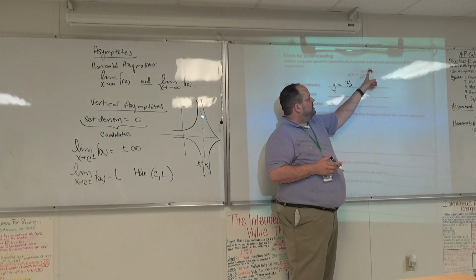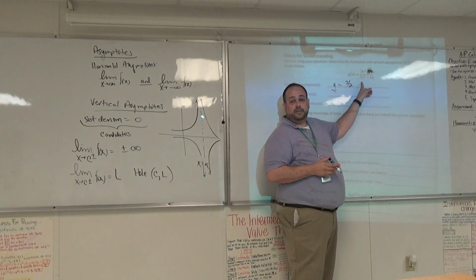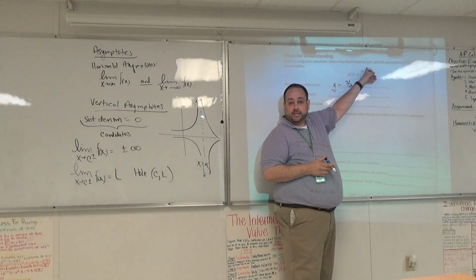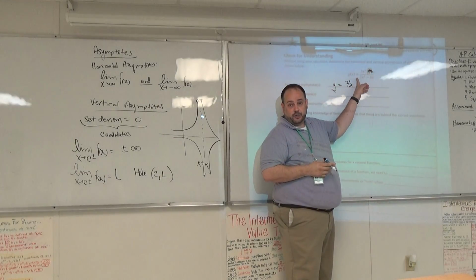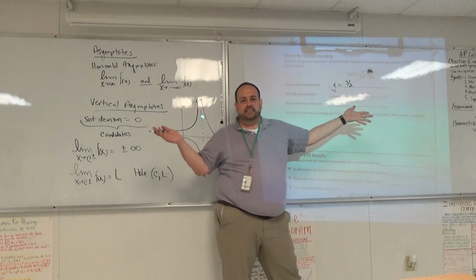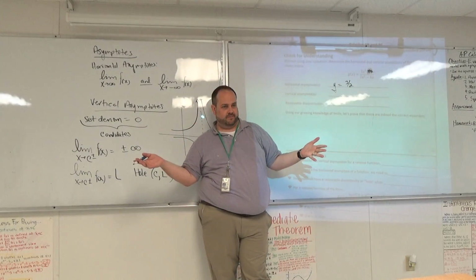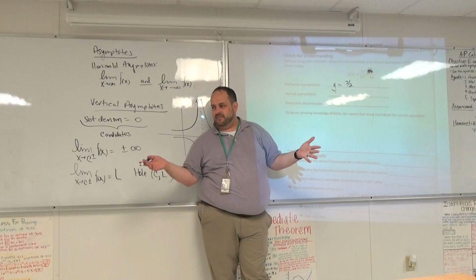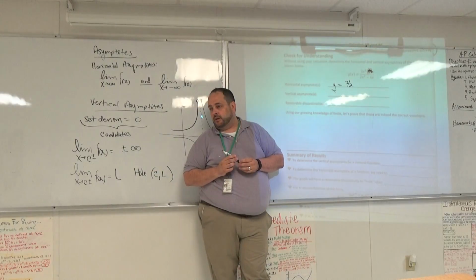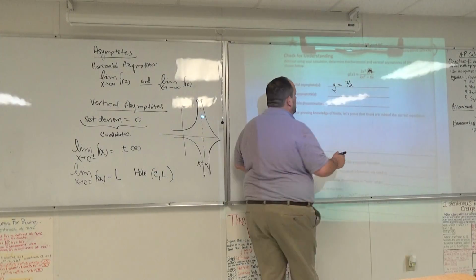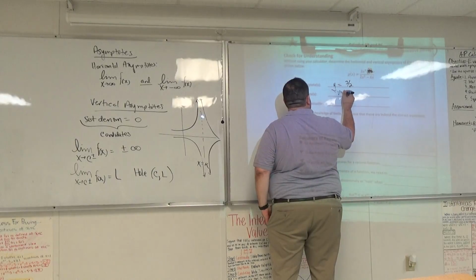We've got a polynomial over a polynomial. We're going to look at the leading coefficient, right? The degrees are the same, and we just take the ratio. Good. Anything else? Anybody know something for sure? Celeste, what do you know for sure? You have a vertical asymptote at x equals 3.